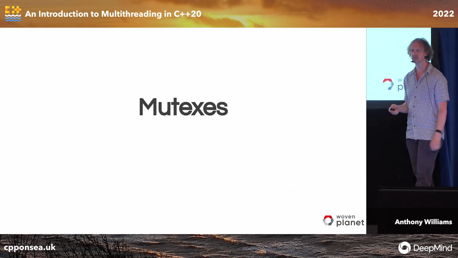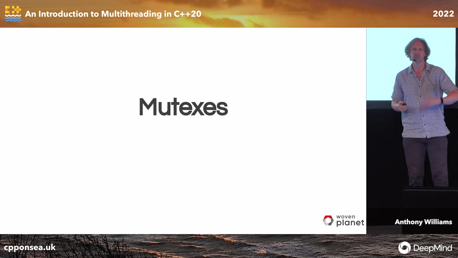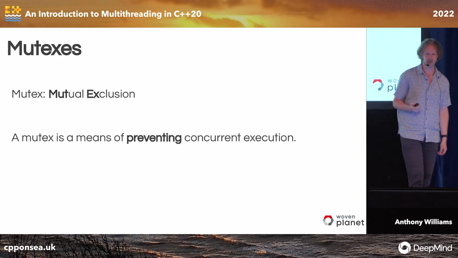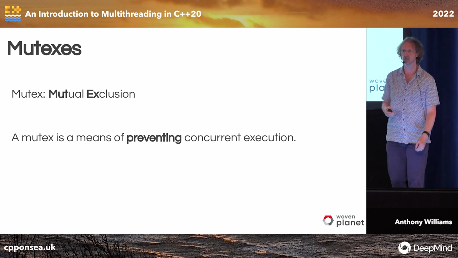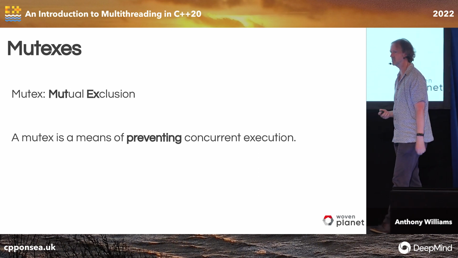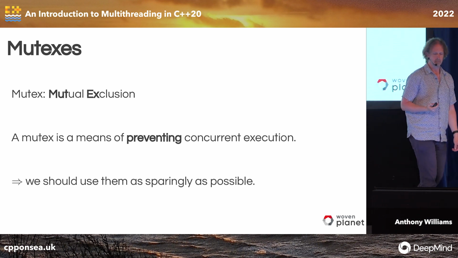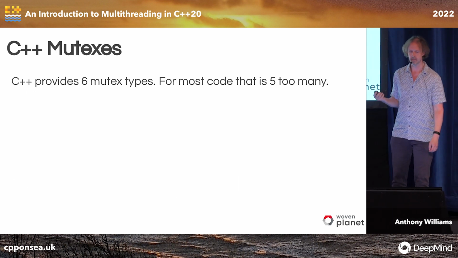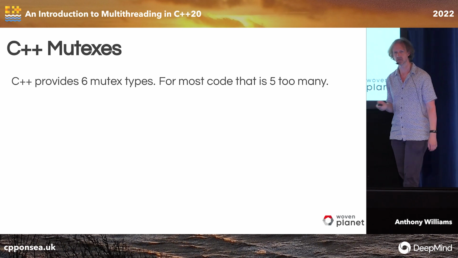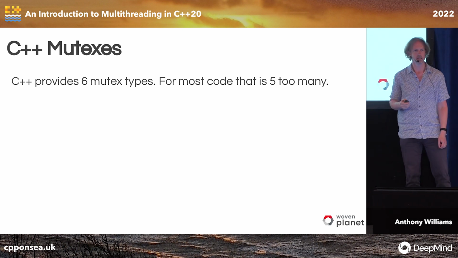Okay, so mutexes are our lower level locking mechanism, synchronization mechanism. They stand for mutual exclusion. They're a means of preventing concurrency, so you really don't want to use them in too many places. We want to be sparing. We have 6 mutex types. I think that's 5 too many.